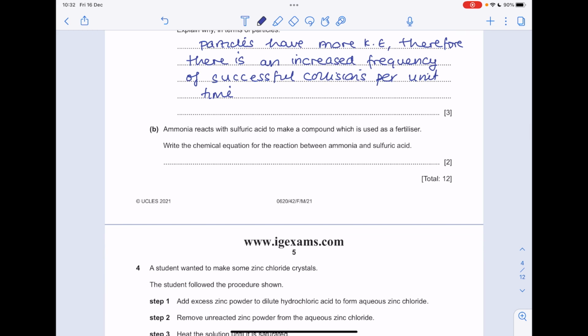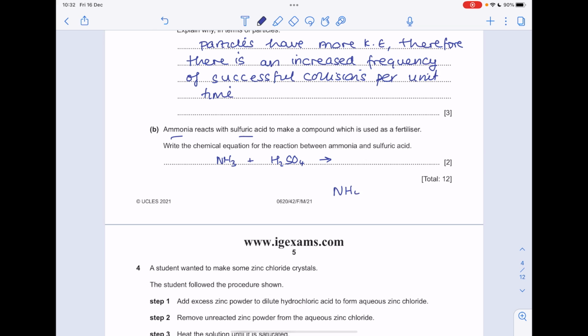Ammonia reacts with sulfuric acid to make a compound which is used as fertilizer. Write the chemical equation for the reaction between ammonia and sulfuric acid. There's the formula of ammonia. H2SO4 is the formula of sulfuric acid. And then we're going to be making ammonium sulfate fertilizer.